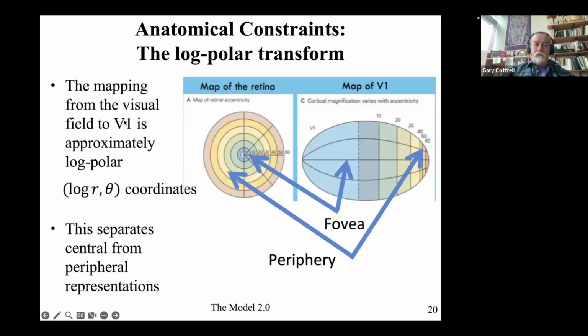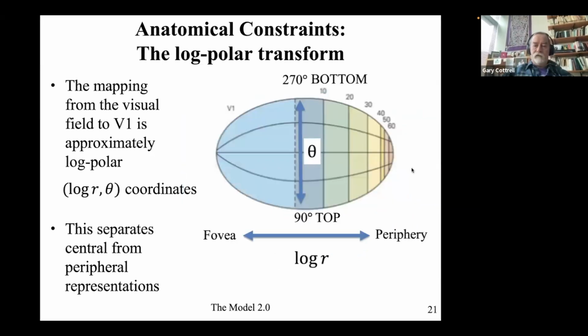So the mapping from the visual field is approximately log polar. That's the logarithm of the radius, how far out, and then theta, which way, so it's log r, theta. As you can see, this drops off logarithmically this way, and the theta part goes from 90 degrees up to 270 degrees. So that's one visual field. And notice that this separates the central representations from the peripheral ones.